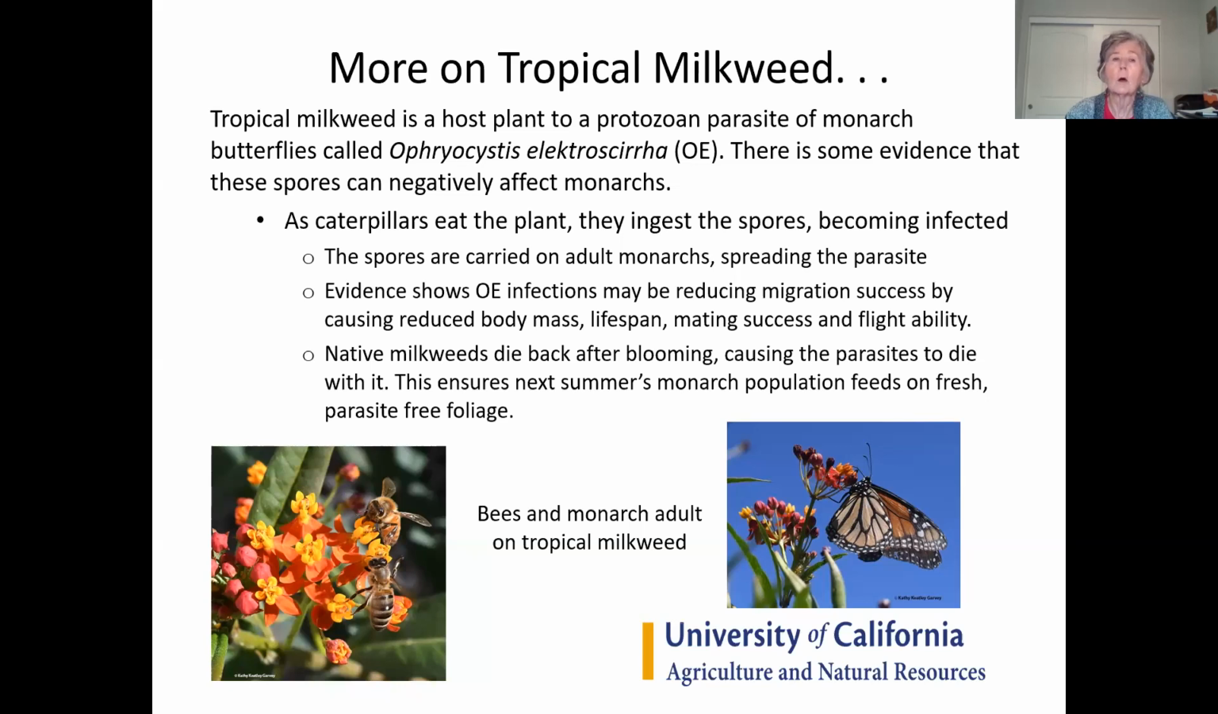Evidence shows that the OE infection may be reducing migration success by reducing their body mass, their lifespan, their mating success, and flight ability. Monarchs are already in trouble. So anything that makes things more difficult for them is not a good thing. We want to find ways to increase their ability to survive.